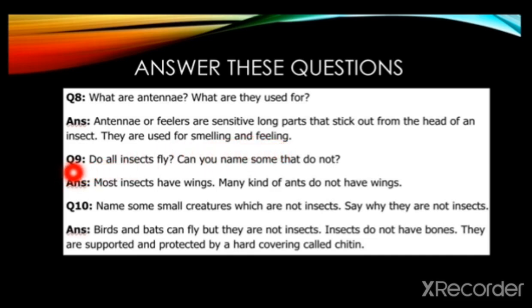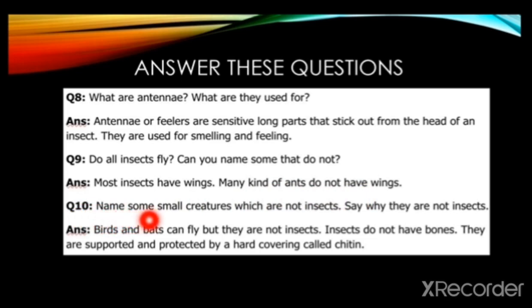Question number 9 is, do all insects fly? Can you name some that do not? The answer to this question is, most insects have wings. Many kinds of ants do not have wings.